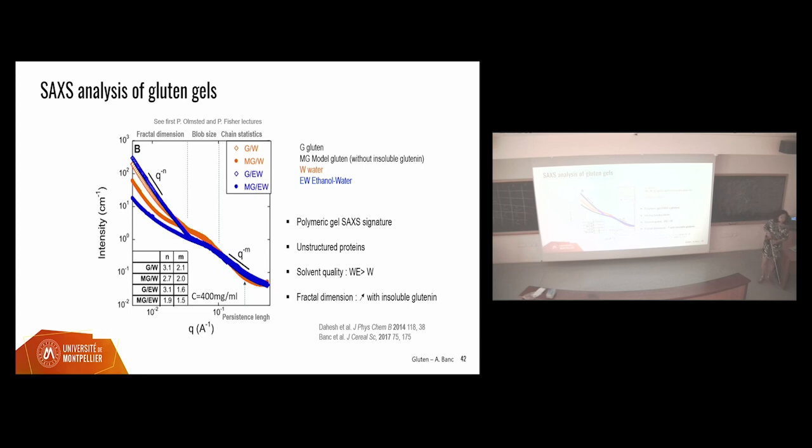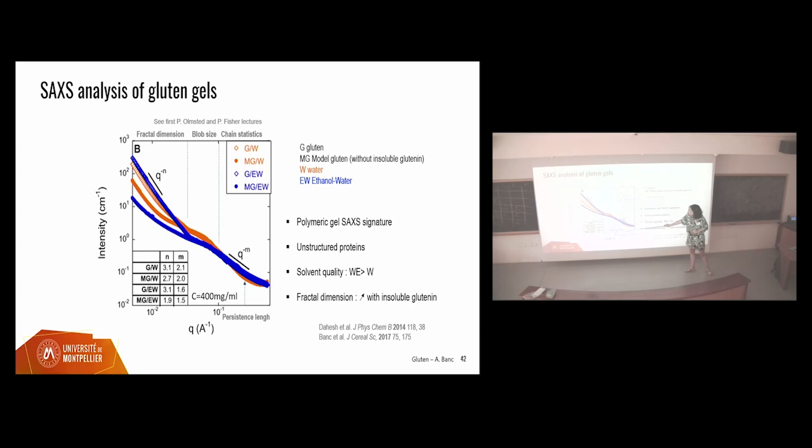We are in a soft matter lab, so what we do, we perform SAXS. We perform SAXS on gluten samples prepared in water and in ethanol-water. What we observe on this SAXS signature is a typical SAXS spectrum that you can obtain for a polymeric gel. There are different features. First, in the high Q regime here, there's a change of slope that can be attributed to the persistence length of the polymers.